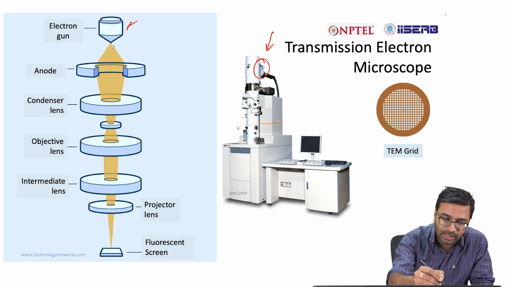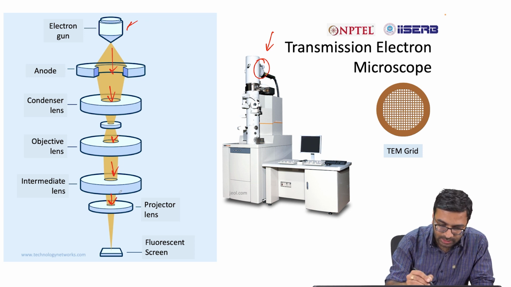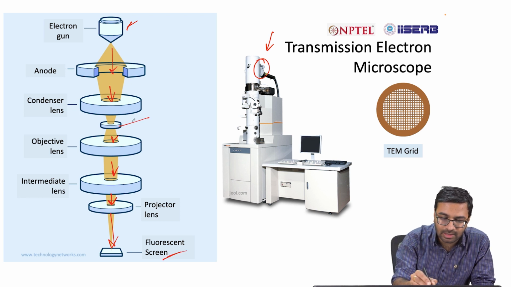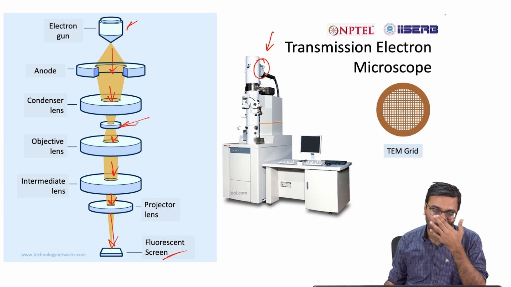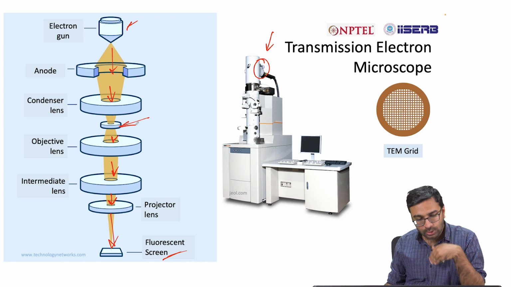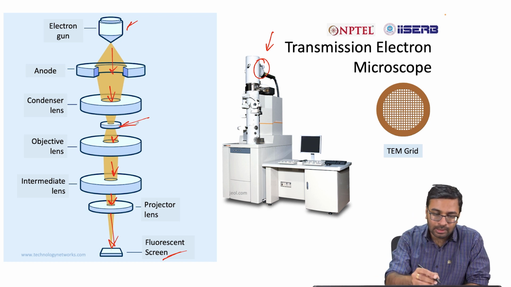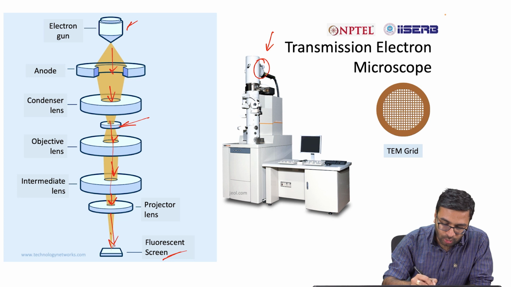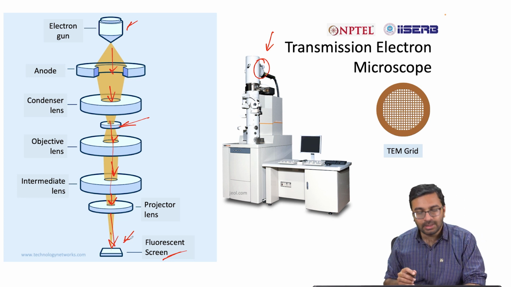Then it goes through again the anode, condenser lenses, objective lenses, intermediate lens, this is the projector lens, and then it falls on a fluorescent screen, and that is where you can keep your sample. Okay. So once it goes through the sample, it will create a kind of shadow on this fluorescent screen. It's simple, as I have said.